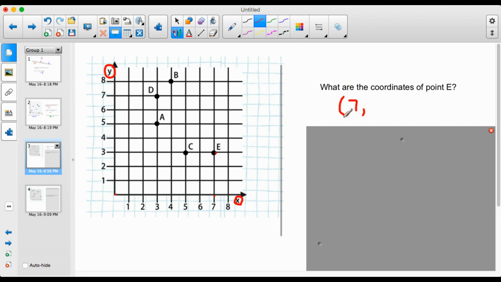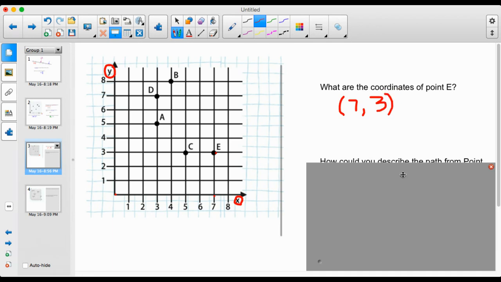So remember, I'm going to do my parentheses, then my 7, and then I do a comma. Now I'm going to look at my y coordinate, which means how far up is this point? And I could count my units, 1, 2, 3, or I can very carefully track all the way over, and yep, it's 3. So my coordinates for point E are 7, 3. Let's look at our next question.